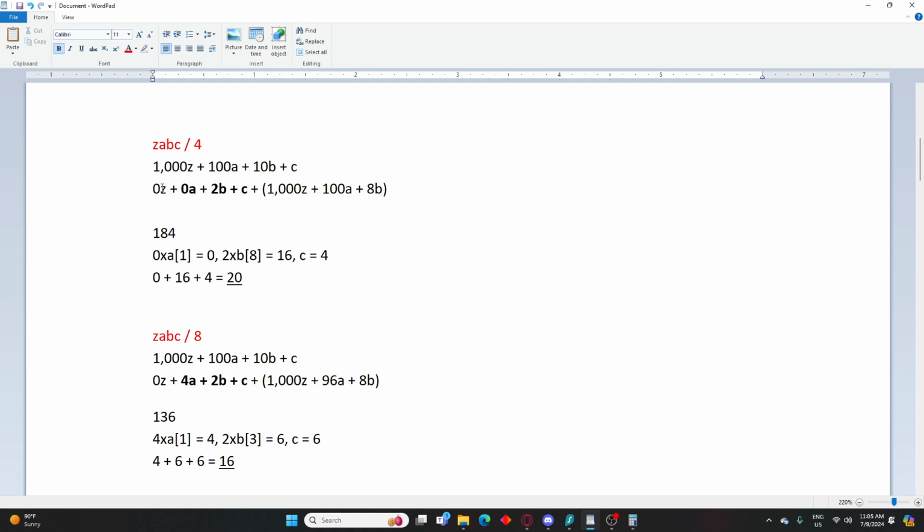We don't need the 0, or the A, and we don't need the Z, because the Z is over here and the A is over here. So Z and A are always going to be divisible by 4. So let's do an example right here. 184. 0 times A is 1. This equals 0. 2 times B is 8. This equals 16. C equals 4. I was about to say 14, but no, it's just 4. So 0 plus 16 plus 4 is 20. 20 is very much divisible by 4.